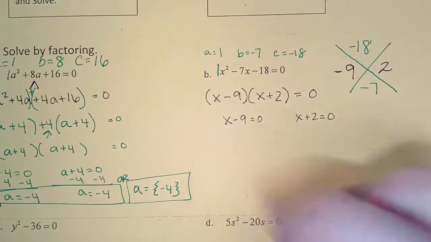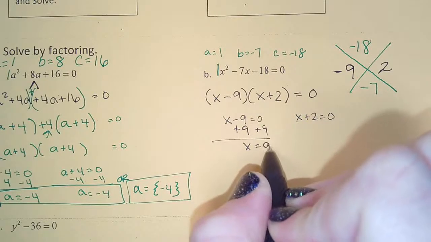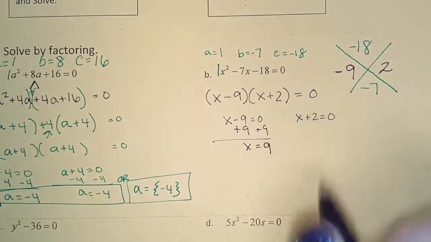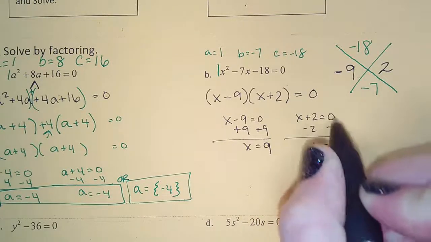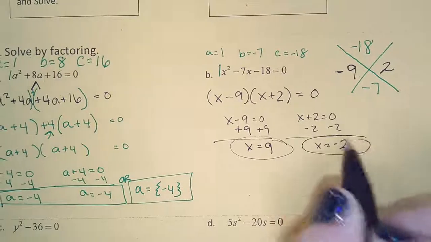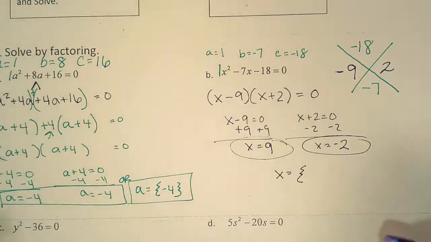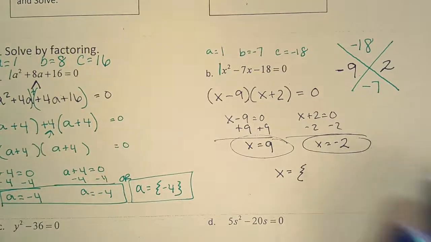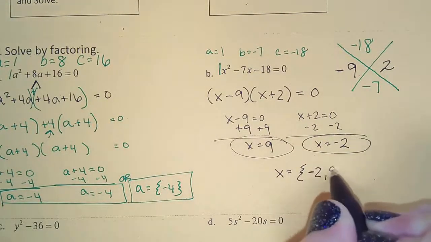For the first, to get x alone, add 9. So x equals 0 plus 9, which is 9. The next, subtract 2. x equals negative 2. 0 minus 2 is negative 2. So I could circle those each separately if I wanted to, or I could say x equals the set of numbers, so squiggly bracket. We usually write these in least to greatest order, so negative 2, 9.